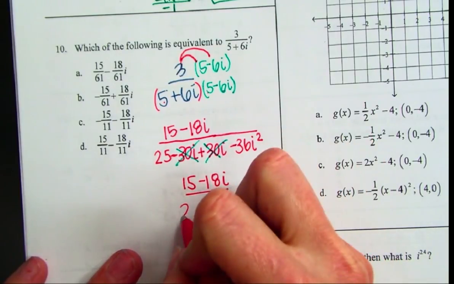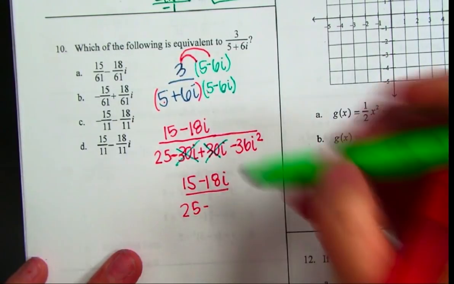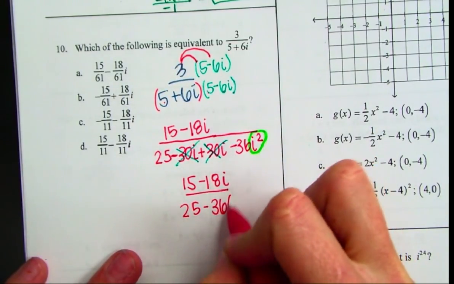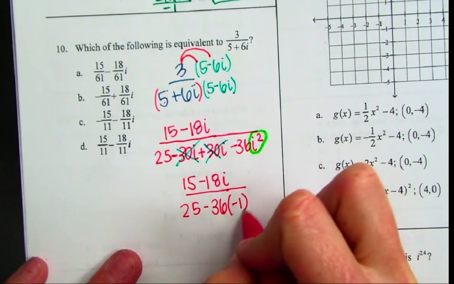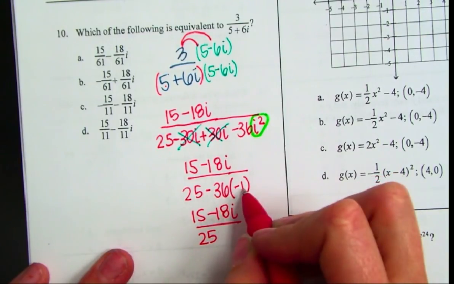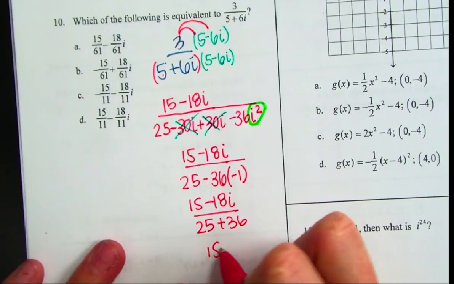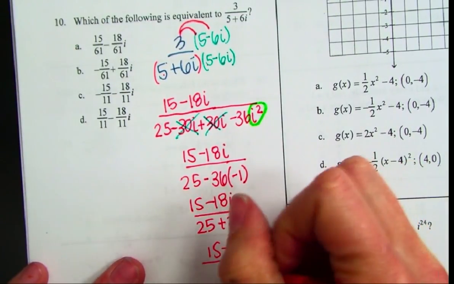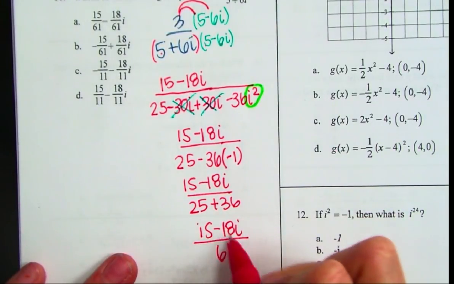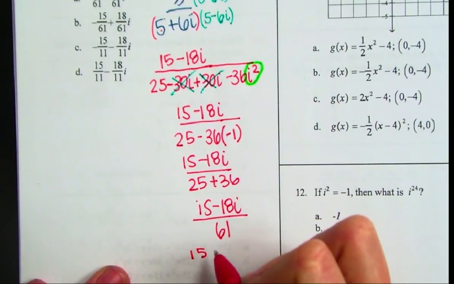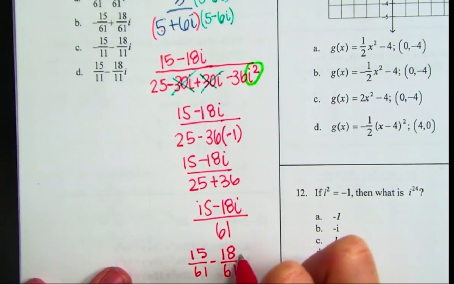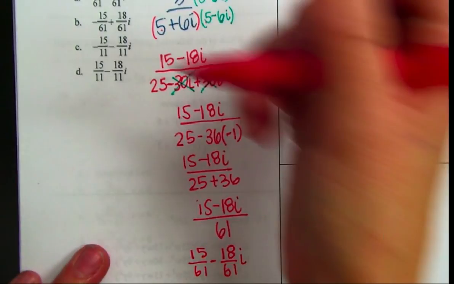And then we do have to remember that i squared actually means negative 1. So we'll do negative 36 and replace i squared with negative 1. So that is going to give us 25. And then negative 36 times negative 1 is positive 36. 25 plus 36 is 61. So they have our answers in this form, which means we need to break this apart as 15 divided by 61 and also minus 18 over 61i. So our answer is A.